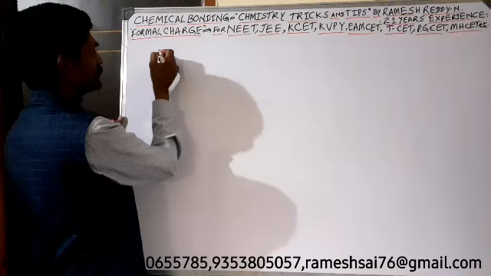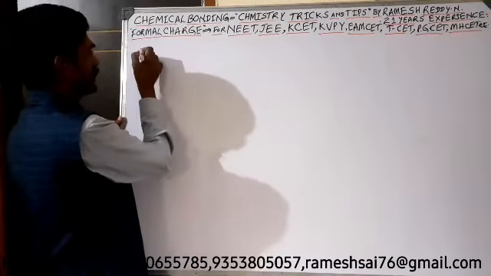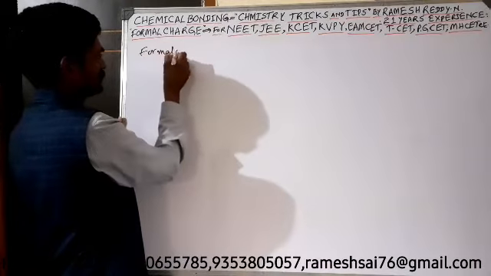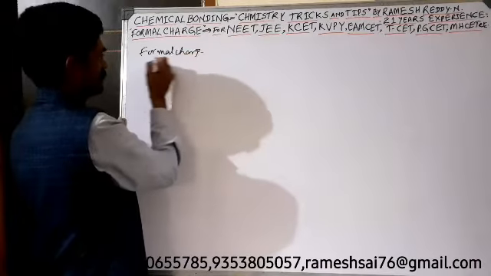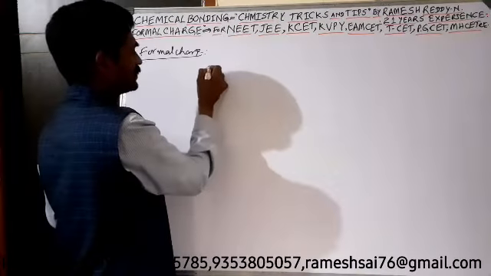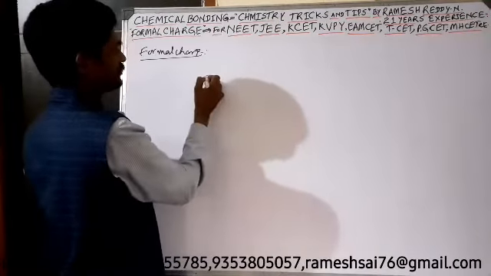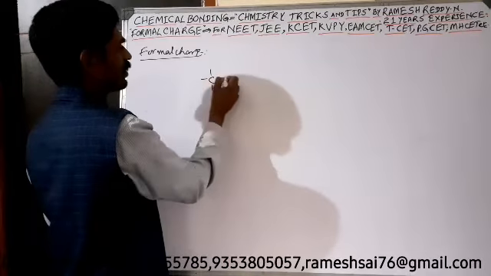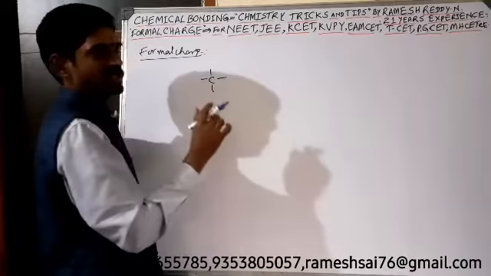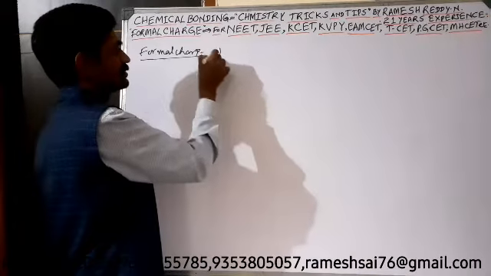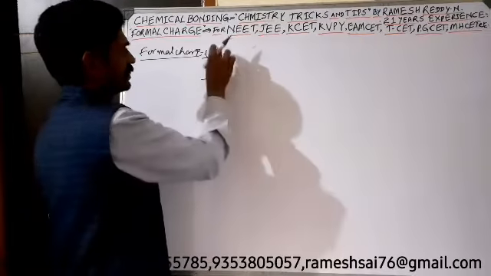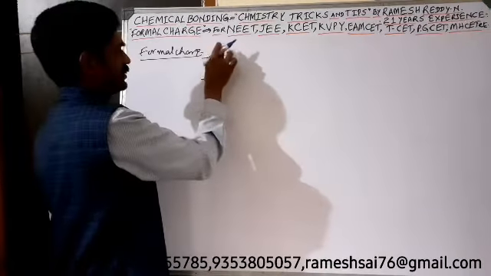Formal charge of carbon. For example, take a carbon here. If carbon has 4 bonds, 4 covalent bonds, all are bond pairs, then the formal charge is 0, right? Next one, it is 0.